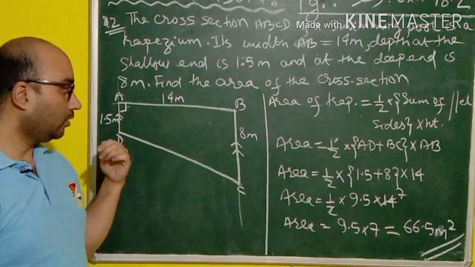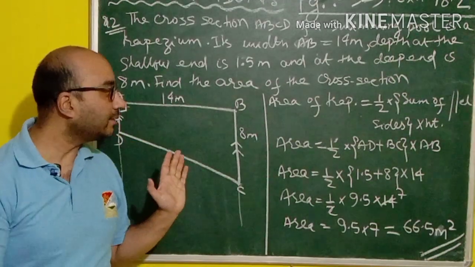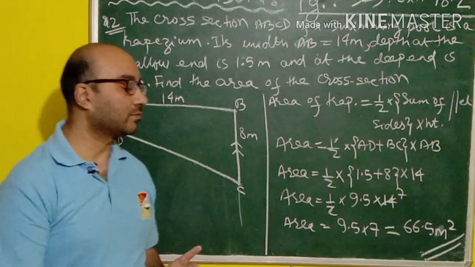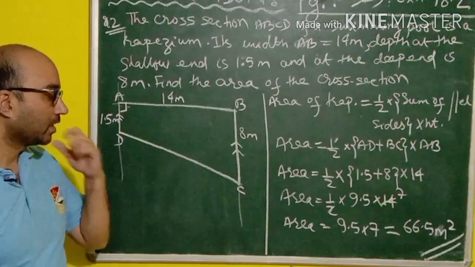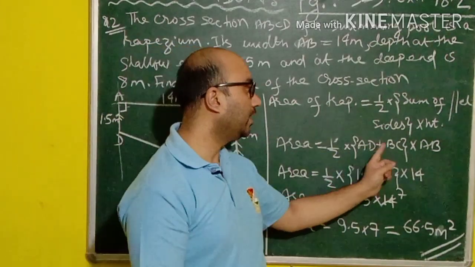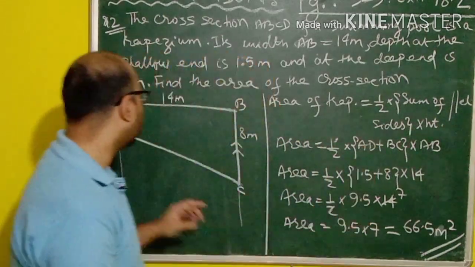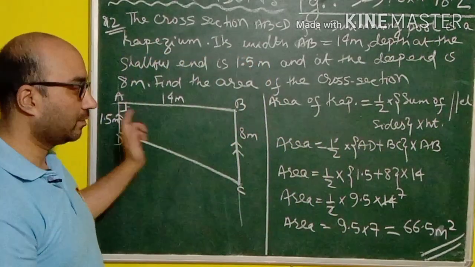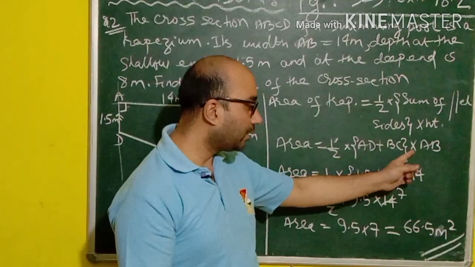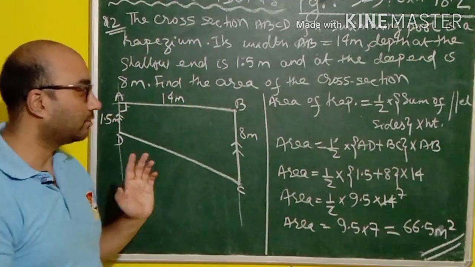So what did I tell you? What are our parallel sides? AD and BC are our parallel sides, and what is the height? AB becomes the height of this trapezium. Now area is equal to half into sum of the parallel sides, that means AD and BC. Sum means we need to add, so AD plus BC, multiplied by the height. AB becomes the height of the trapezium.